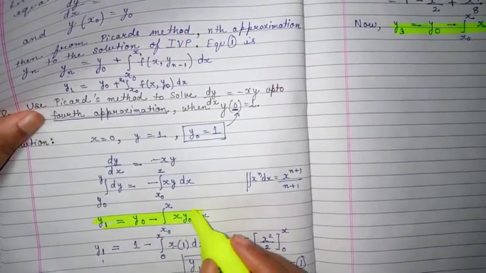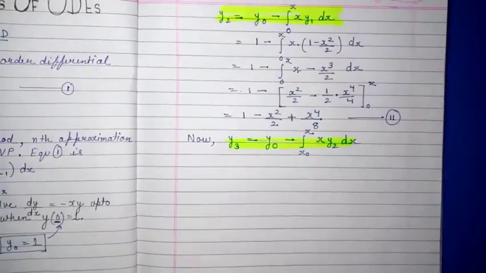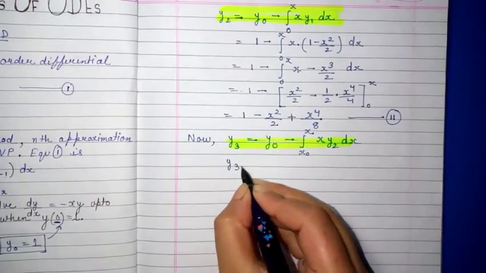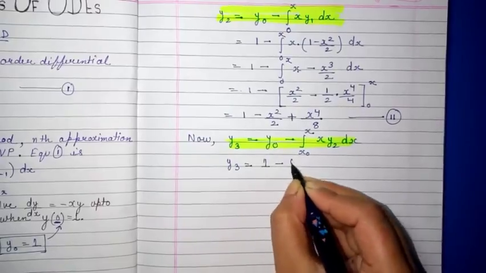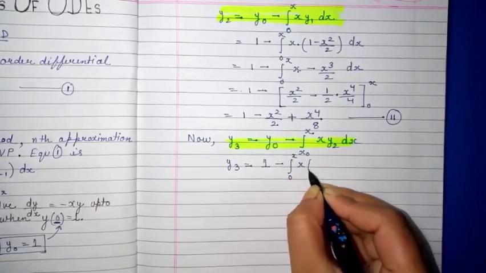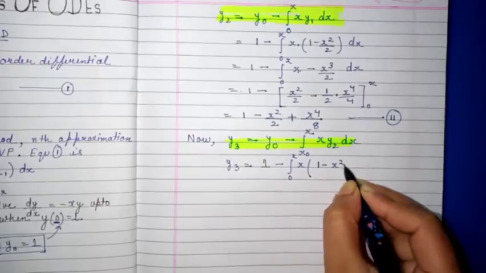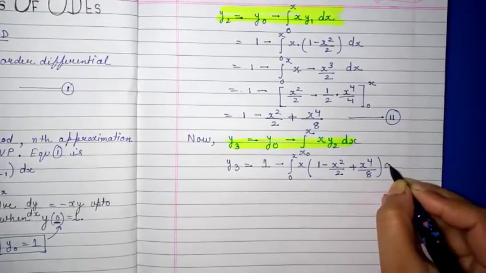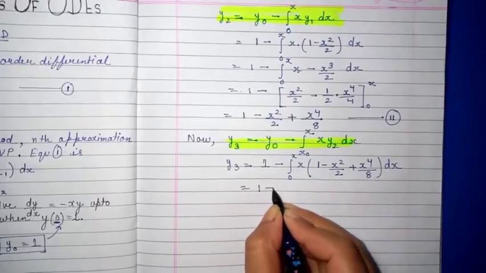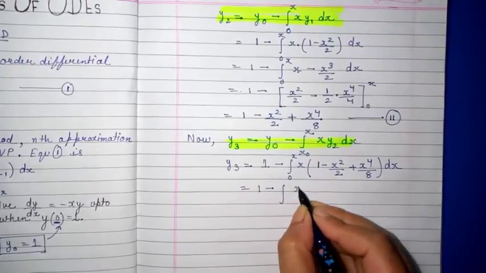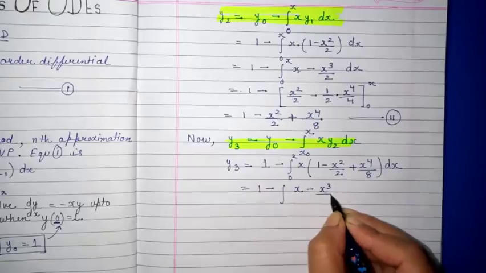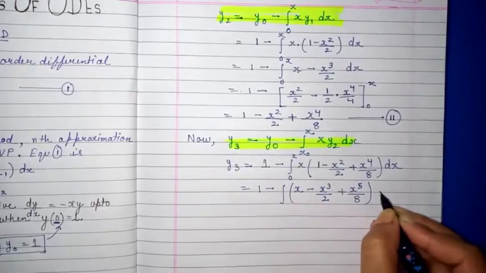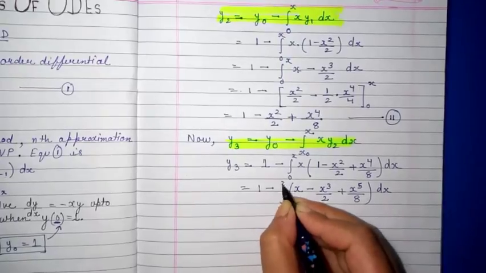Now next we will substitute this in place of y2. So y3 equals 1 minus the integral from 0 to x of y2, whose value is 1 minus x square by 2 plus x to the power 4 by 8, dx. Now if you multiply this by x, it becomes x cube by 2 plus x to the power 5 by 8 dx, from 0 to x.